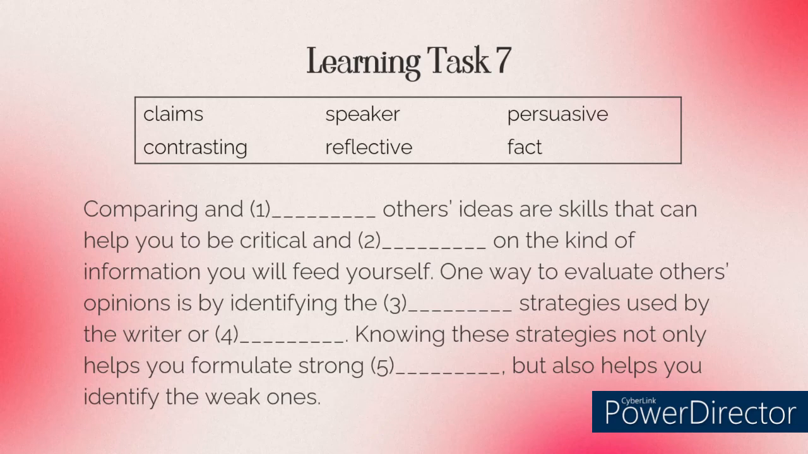Comparing and blank others' ideas are skills that can help you to be critical and blank on the kind of information you will feed yourself. One way to evaluate others' opinions is by identifying the blank strategies used by the writer or blank. Knowing these strategies not only helps you formulate strong blank, but also helps you identify the weak ones.